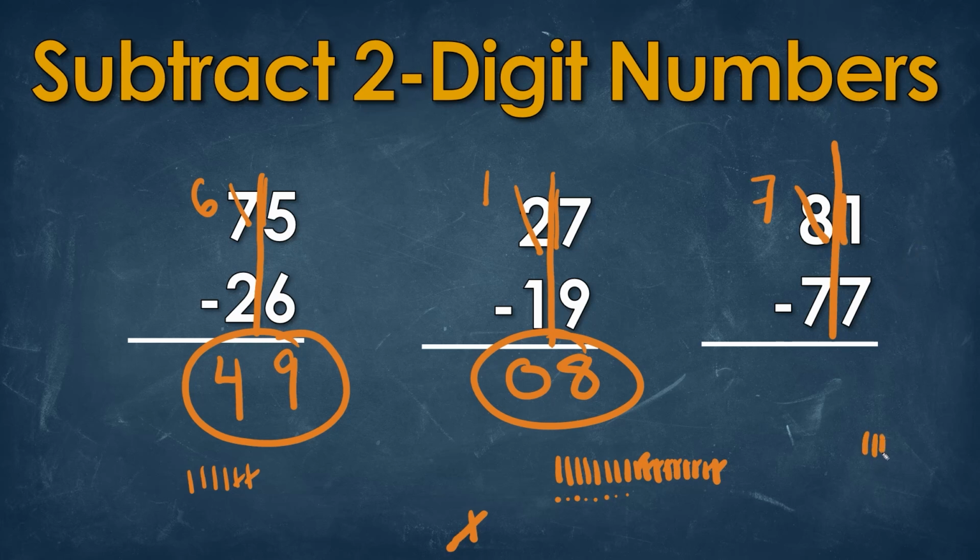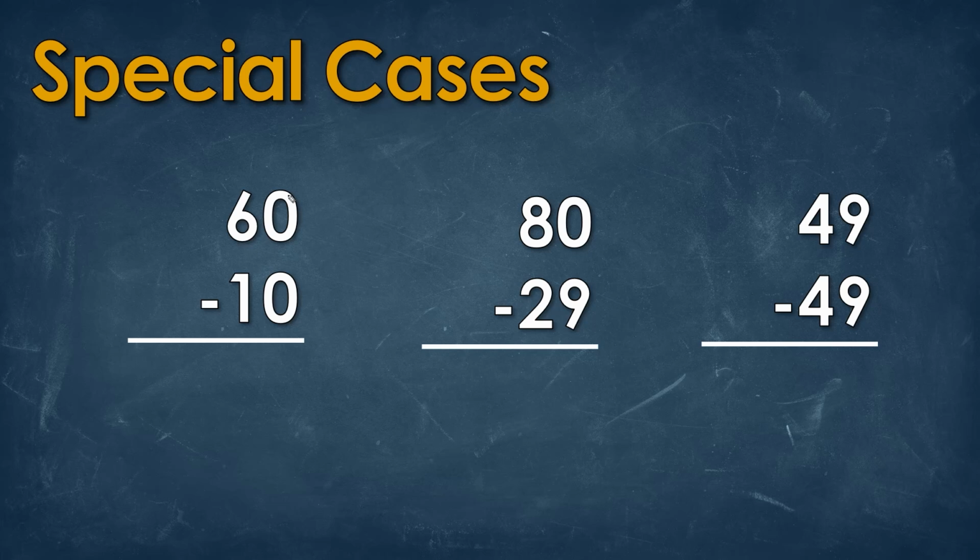11 is 1, 2, 3, 4, 5, 6, 7, 8, 9, 10, 11. Minus 7, 1, 2, 3, 4, 5, 6, 7. And we're left with 1, 2, 3, 4. So 11 minus 7 is 4. 7 minus 7 is 0. The answer is 4. Okay, now let's take a look at some special cases.